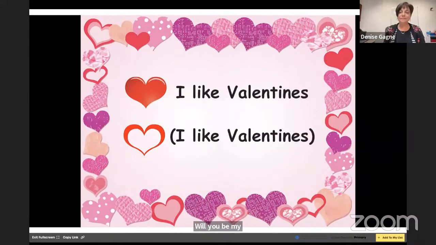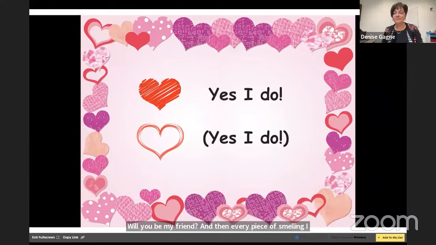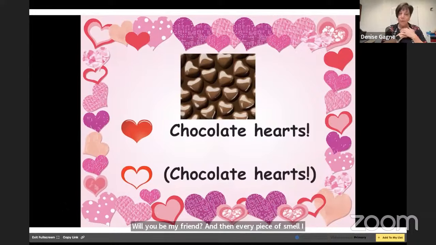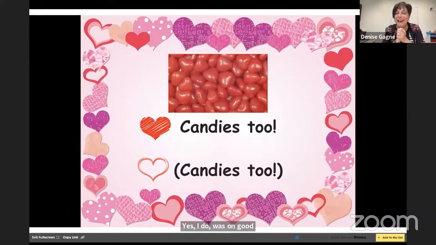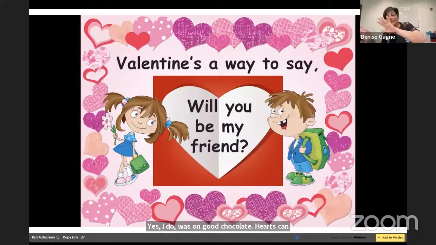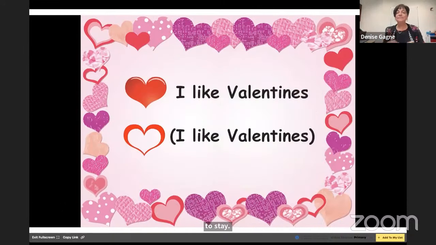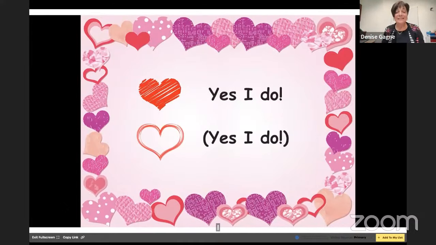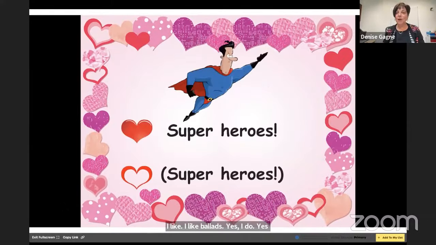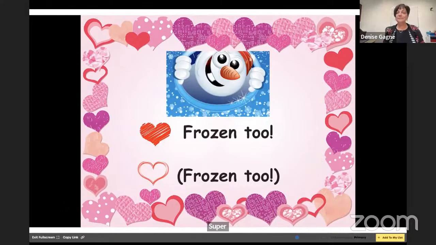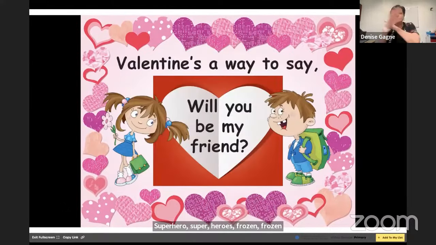And then it repeats. I like Valentine's. Yes, I do. Yes, I do. Chocolate hearts. Chocolate hearts. Candies too. Candies too. Valentine's a way to say, will you be my friend? I like Valentine's. I like Valentine's. Yes, yes, I do. Superheroes. Superheroes. Frozen too. Frozen too. Valentine's a way to say, will you be my friend?